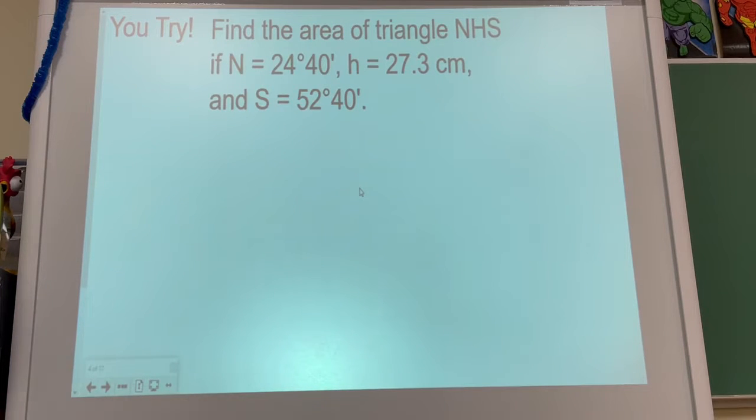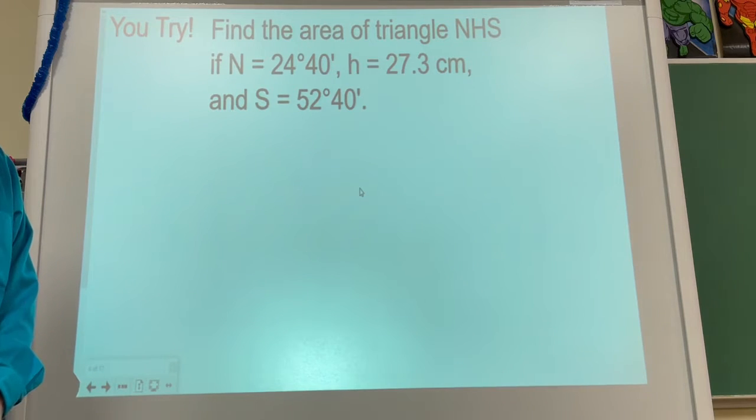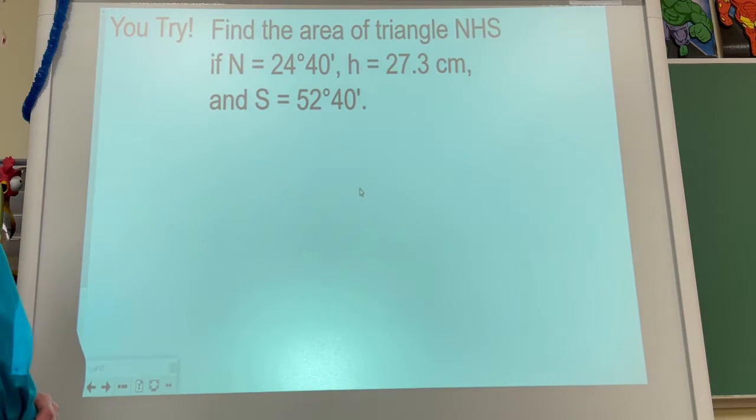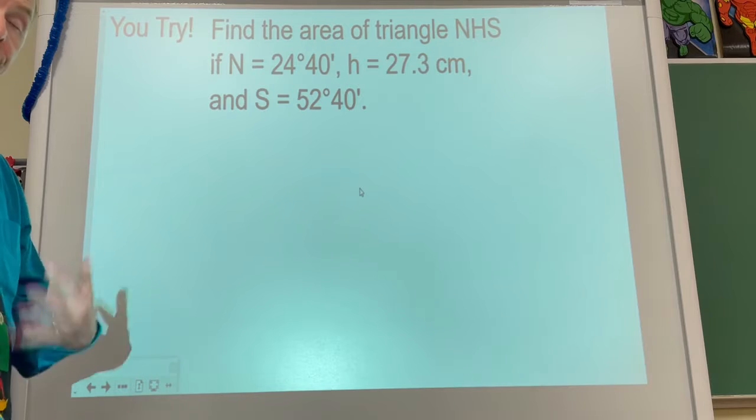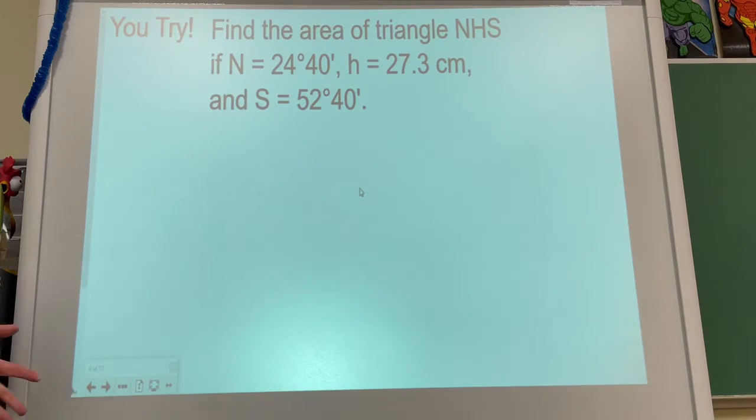Find the area of triangle NHS if angle N is 24 degrees 40 minutes, side H is 27.3 centimeters, and angle S is equal to 52 degrees 40 minutes. Go ahead and hit pause, draw yourself a triangle, give it your best shot, and come back in a minute to check your work.